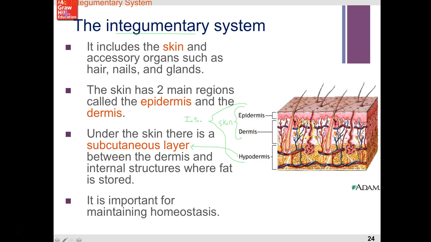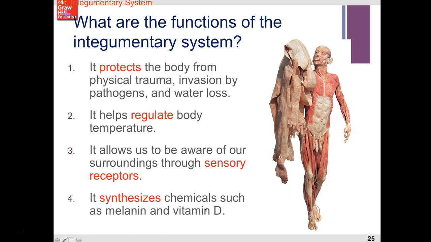And we also have internal structures where we're going to have fat stored. We have blood vessels in here, nerve fibers, hair follicles, sebaceous glands, sweat glands, and all of these are working together to help maintain homeostasis. So we're going to talk more about what our skin does for us. So your skin is going to protect all of your insides here from any trauma, invasion by pathogens, and any water loss. We want to prevent all that.